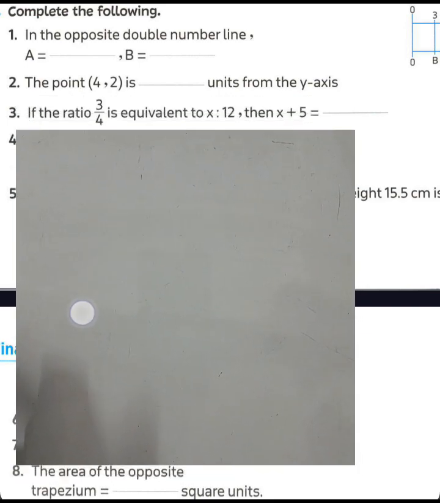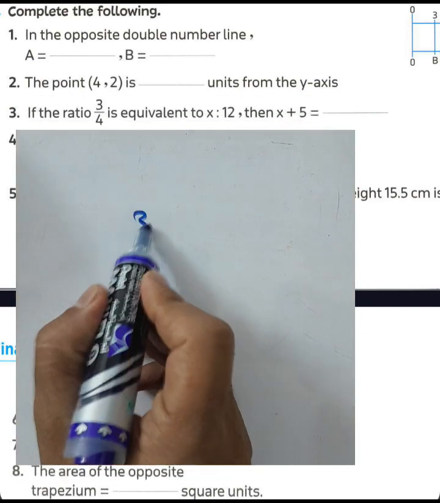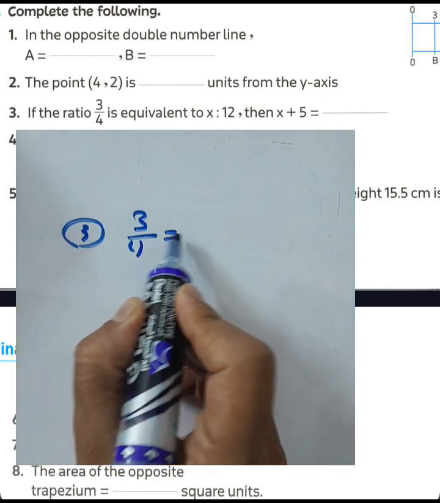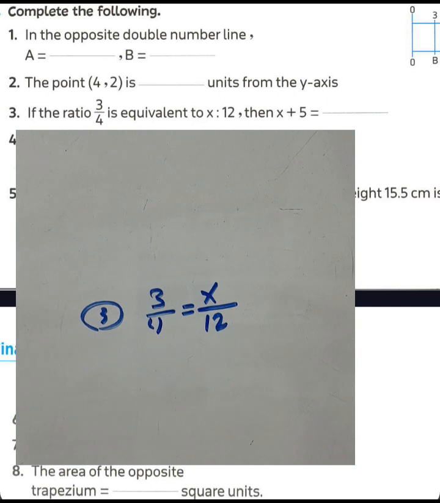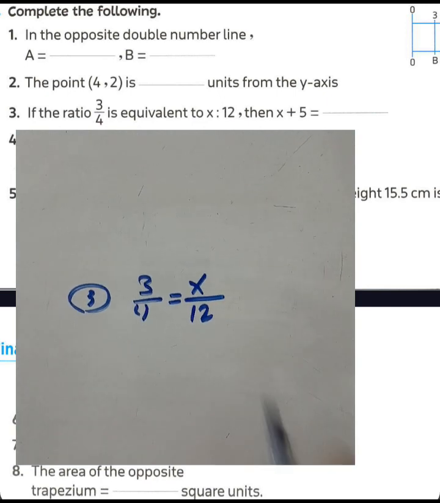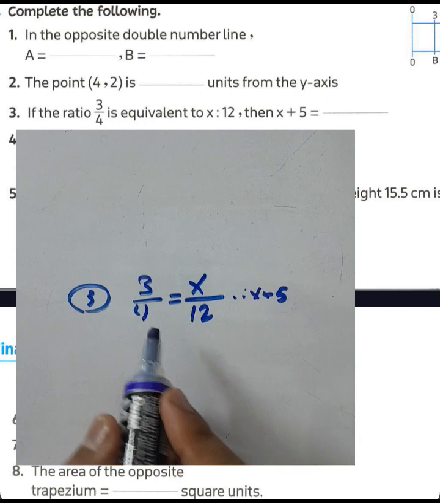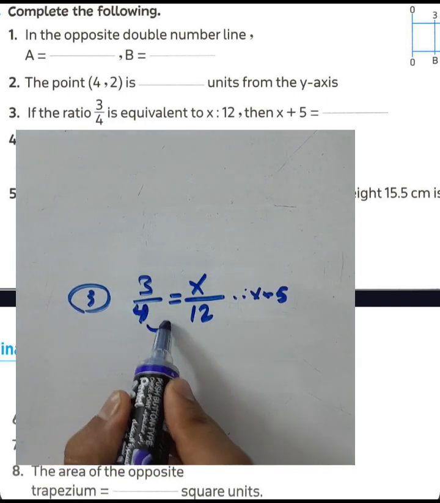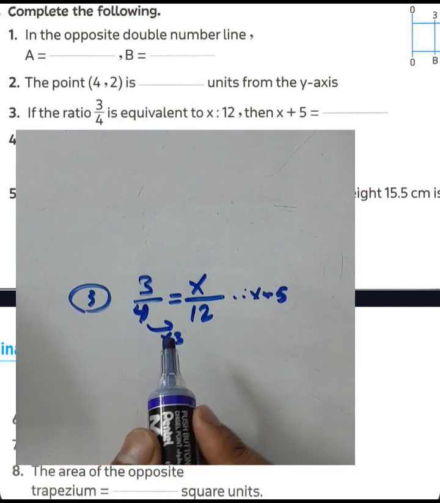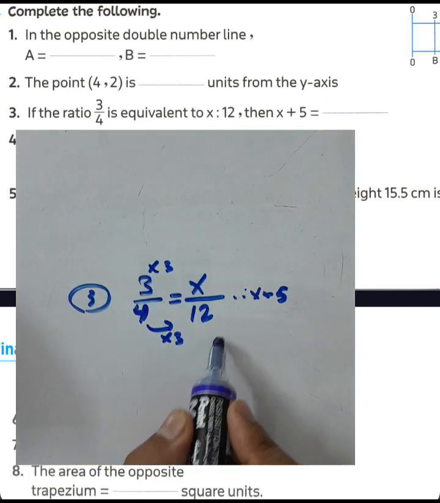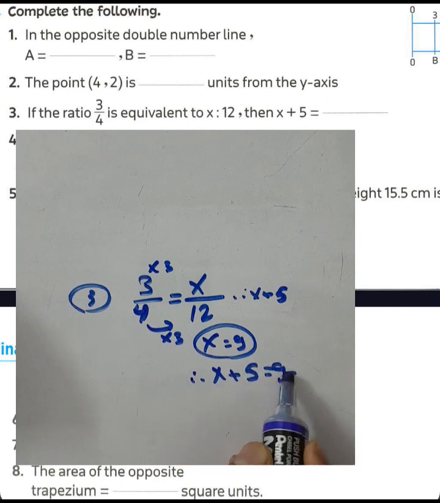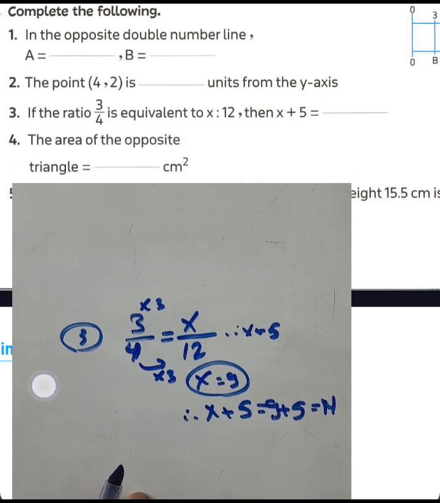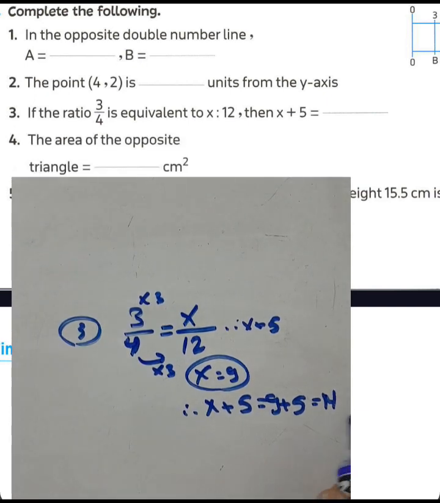Question number 3. If the ratio 3 over 4 is equivalent to x over 12, then x plus 5 equals what? We can find the value of x here. 4 multiplied by 3 equals 12, and then 3 times 3 equals 9. Then x will be 9. Then x plus 5 will be what? 9 plus 5 equals 14. The result will be 14. Okay, the result here will be 14.